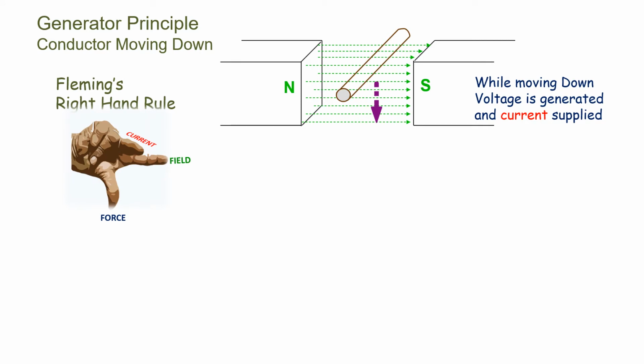In order to know the current direction, apply the Fleming's right-hand rule. Show the thumb downwards in the force direction, the first finger in the magnetic field direction towards right. The second finger shows the current coming towards outside. So the generated current will flow in the conductor towards outside. In agreement with this supplied current, the generated voltage will have the polarity as shown in the figure.